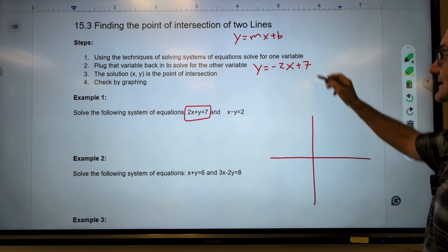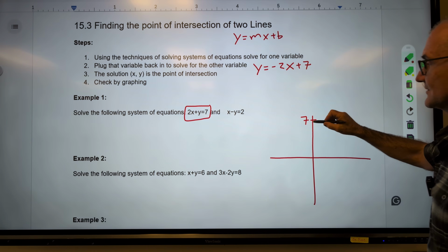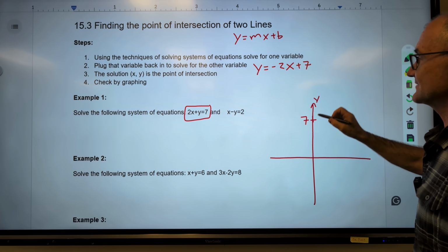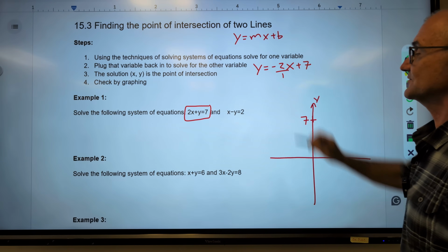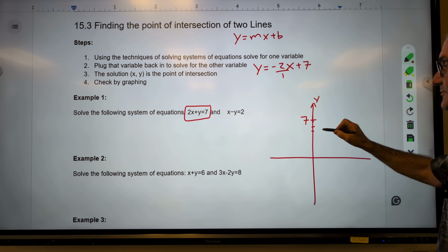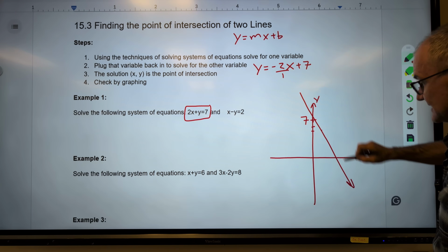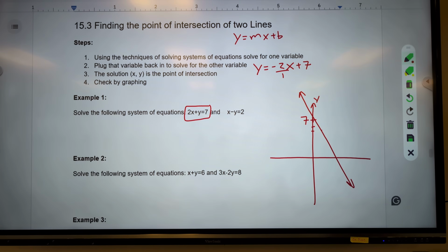This is a y-intercept. It intercepts the y-axis at 7. This is a slope. It's a fraction. From 7, I go down 2/1. Down 2/1. And my graph looks like that. So there's my red graph.